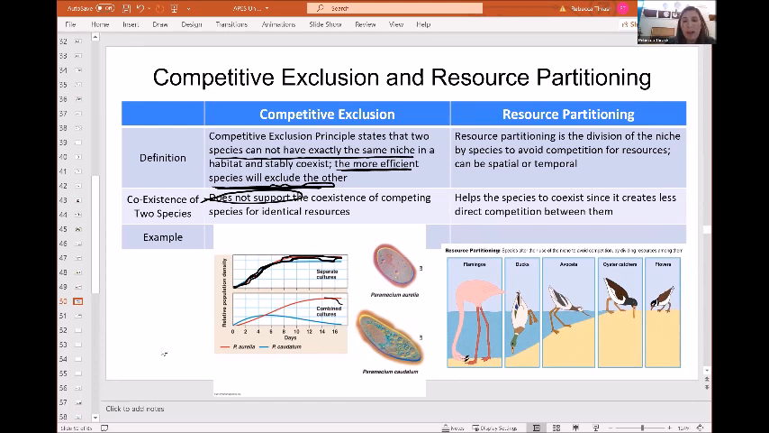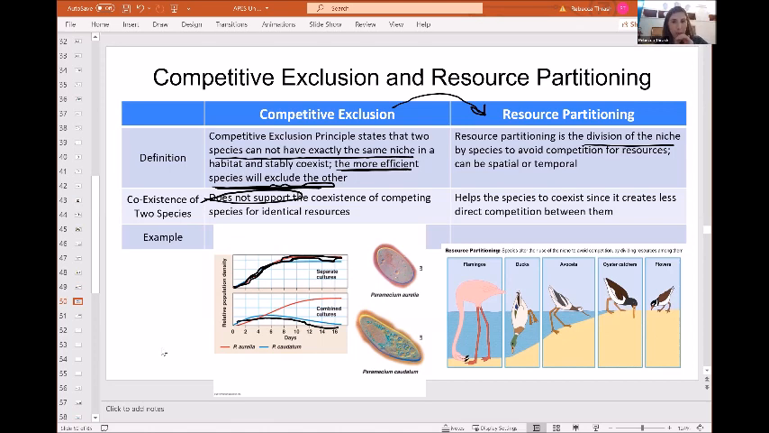But if you combine them, there is clearly a winner here. P. caudatum does not thrive when it's in competition with P. aurelia. Now, resource partitioning is kind of the outcome of competitive exclusion. If there's been competitive exclusion, now we've got resource partitioning. That's the division of the niche to avoid this competition.